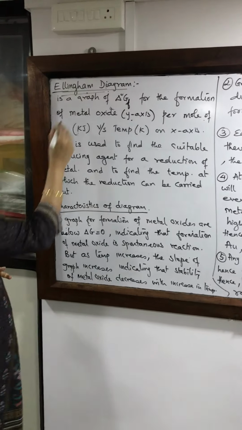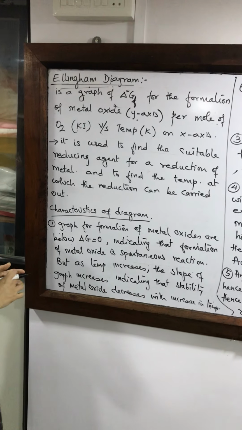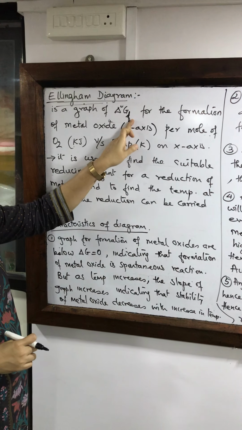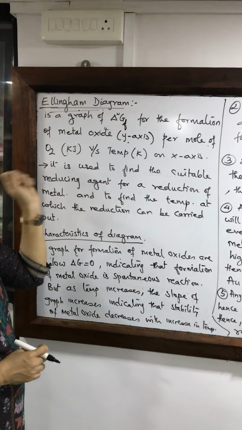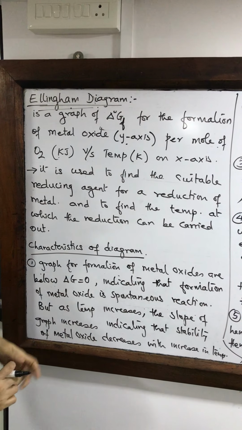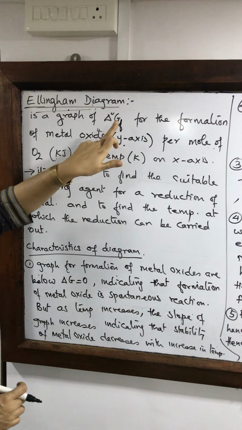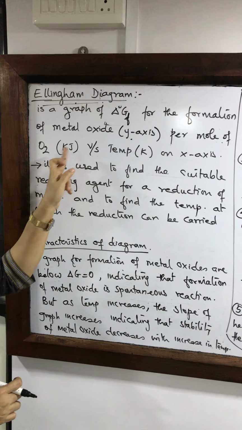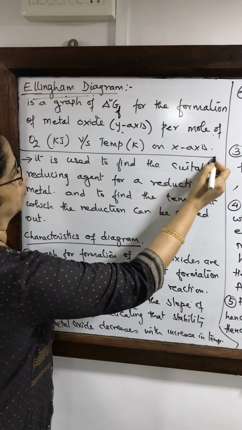Ellingham diagram is a graph of delta G naught f. Delta G is change in Gibbs free energy, f means for the formation of metal oxide per mole of oxygen, versus temperature on the x-axis. So the graph of change in Gibbs free energy for the formation of the metal oxides per mole of oxygen against temperature is called Ellingham diagram.